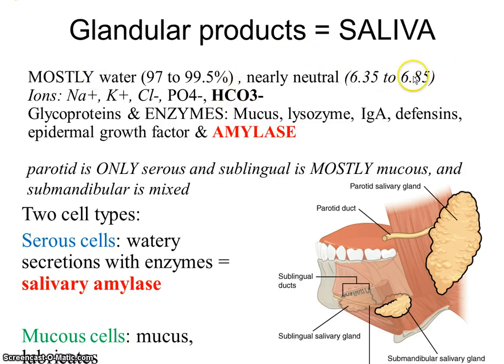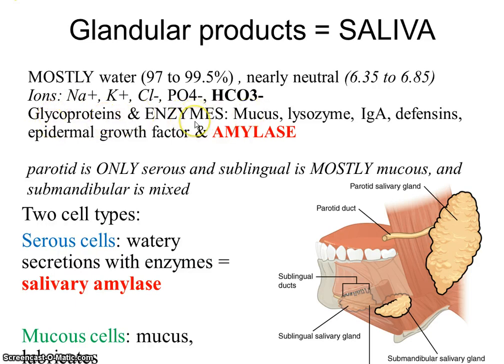Saliva is very close to neutral. It has a number of different ions in it, but I really highlight the bicarbonate, which helps to keep it neutral. And a lot of what we eat are acids, so this helps to buffer. There are several larger molecules in saliva, so sugary proteins, glycoproteins, and enzymes.